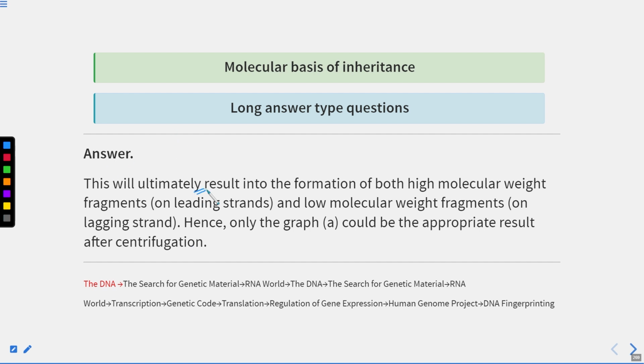Ultimately, it will result in the formation of both high molecular weight fragments on the leading strand and low molecular weight fragments on the lagging strand. Hence, only graph A could be the appropriate result after the centrifugation. So there will be two peaks, one of high molecular weight, one of low molecular weight. The high molecular weight peak represents the DNA synthesized on the leading strand, whereas the low molecular weight peak represents the Okazaki fragments, which are not able to replicate further.